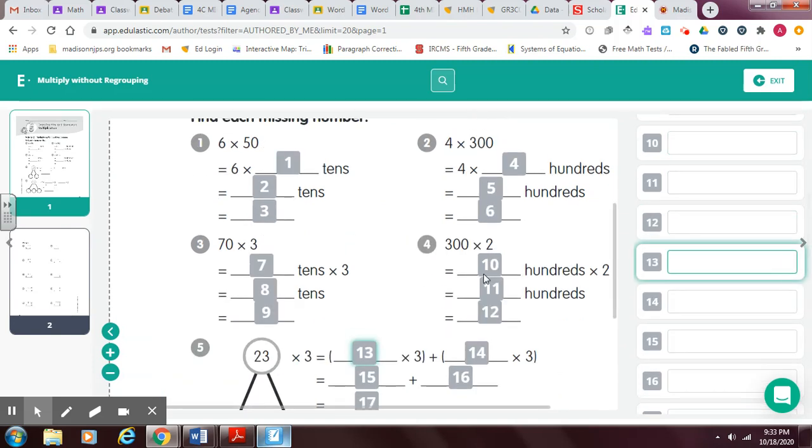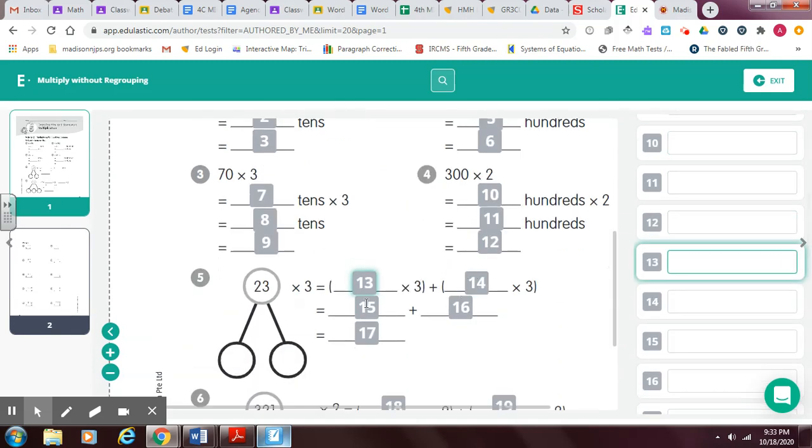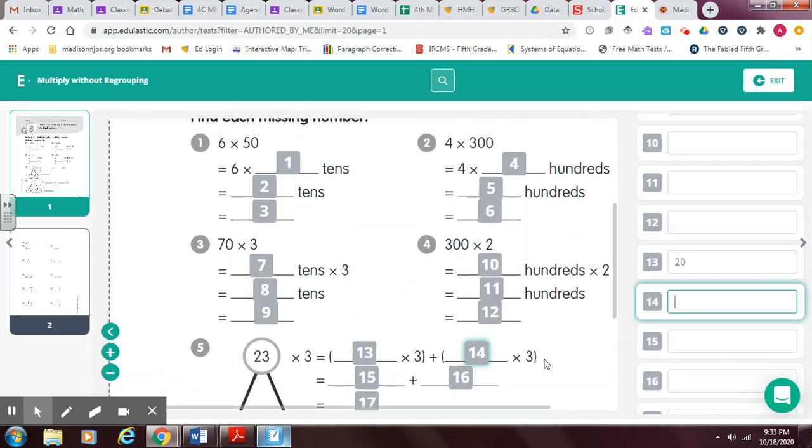At number 13, now we start looking at that number bond thing. And we know that 23 can be broken apart into 2 separate numbers. So what I'm going to do is I'm going to multiply whatever that one number is times 3, and then that other number times 3. Well, 23 is really 20 plus 3, right? So if we think about having a 20 over here, and then for number 14, having our 3 there.